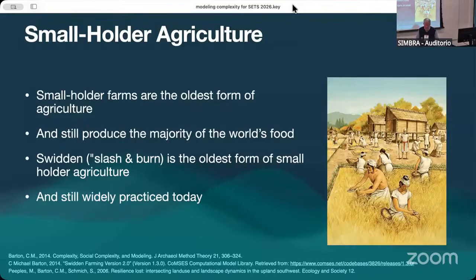So I focused especially on smallholder agriculture, which is the oldest kind of agriculture. And it still produces a lot of the world's food, smallholder agriculture across the world. And a particular kind, which you might be familiar with here, is swidden agriculture, sometimes called slash and burn, kind of in a derogatory way. But swidden agriculture is probably the oldest form of smallholder agriculture.